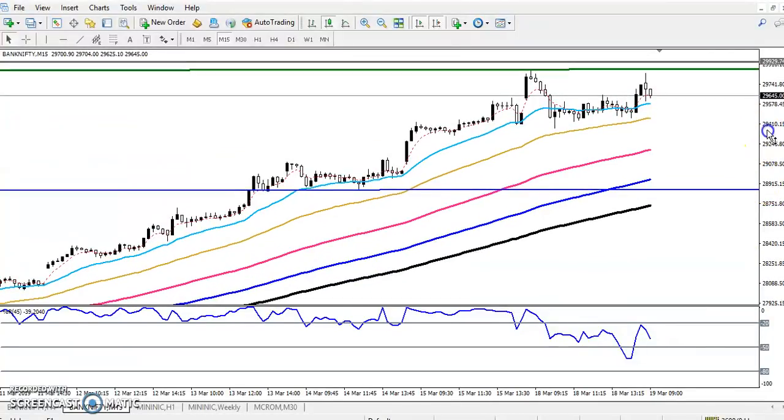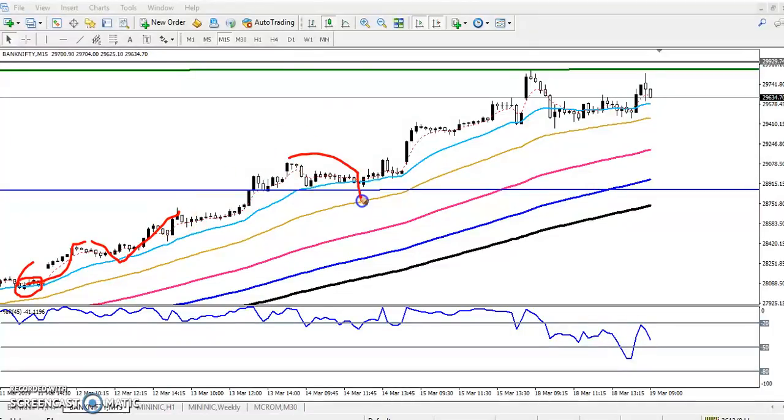Yesterday I told you about the price. I think you remember yesterday's video, I told you the price was bouncing from the 20 moving average, right? 20 moving average bounce, 20 moving average bounce. Yesterday when the market just opened here, I told you to wait for the price to retrace near the 20 moving average, and when the price retraces to the 20 moving average, start buying from this area.